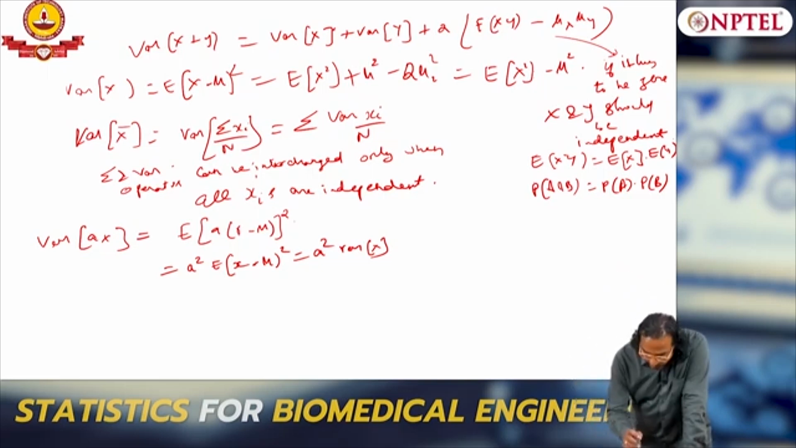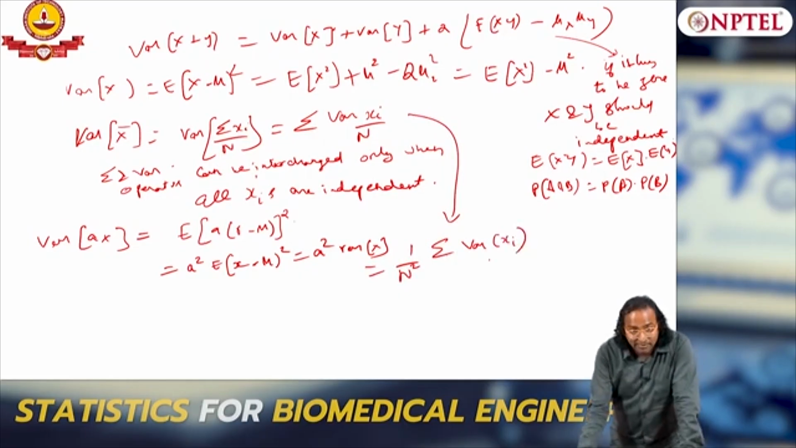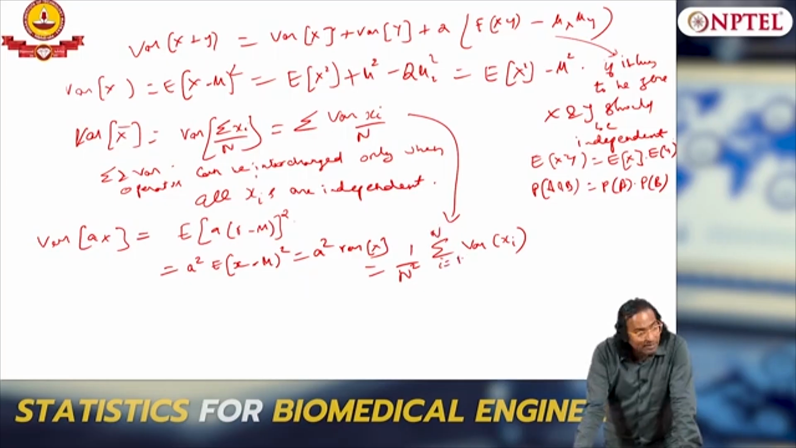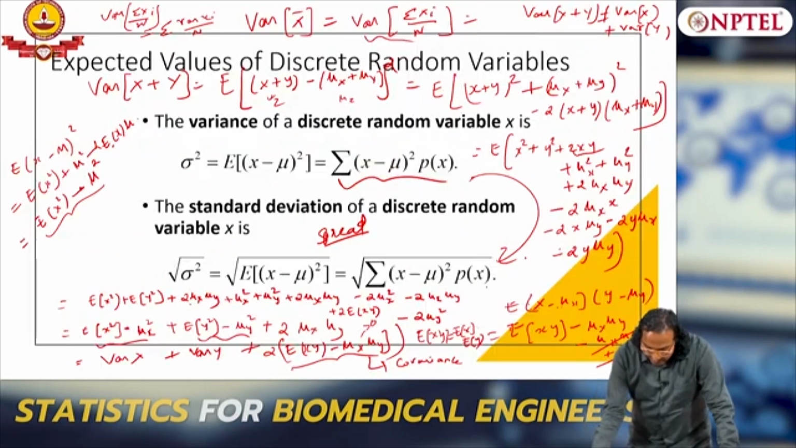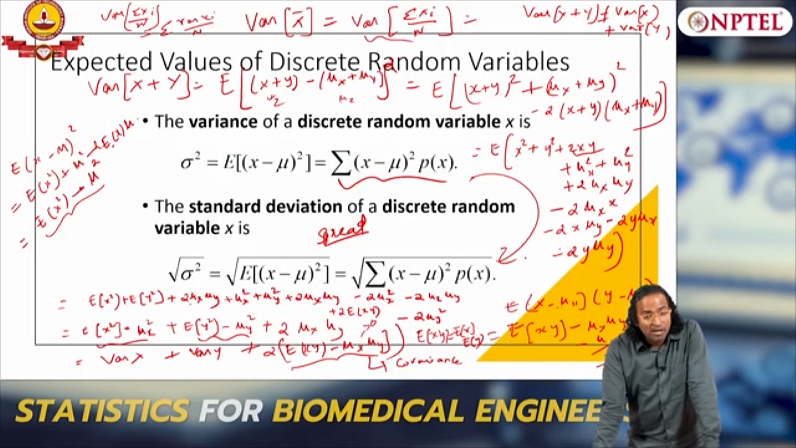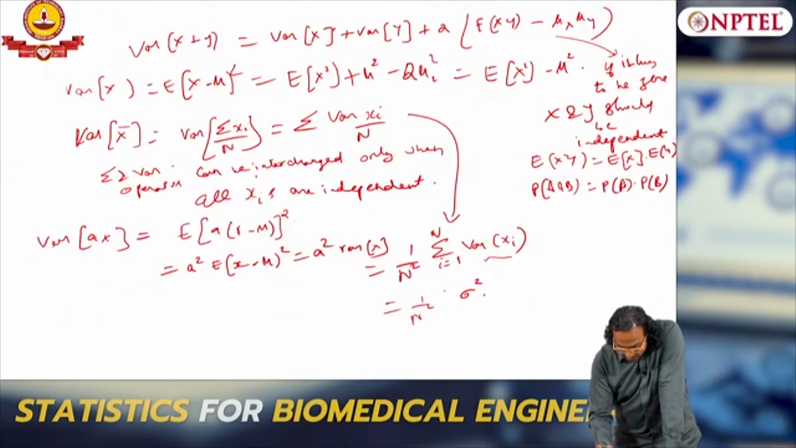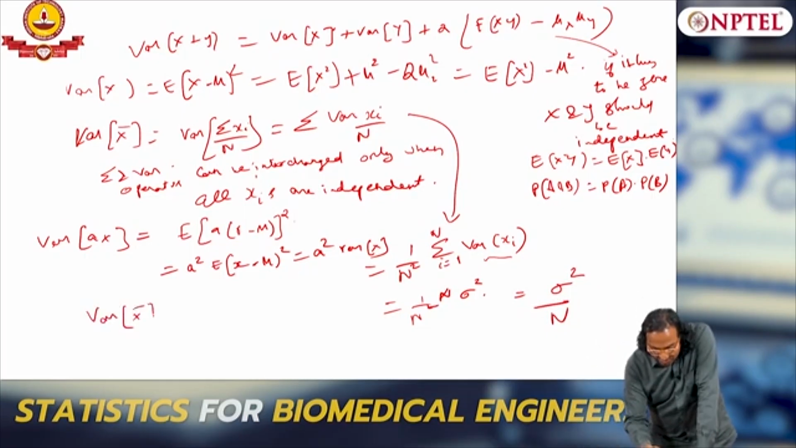So now going back, what is variance? Variance of summation of xi by n is nothing but 1 over n squared times summation of variance of xi, i varying from 1 to n. Clear? Now what is variance of xi? Sigma squared, that is your population variance. Now how many times have I added it? n times. n and n squared get cancelled. So variance of x bar is sigma squared by n.